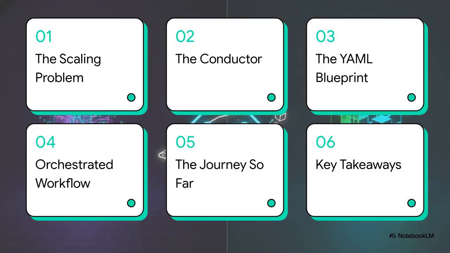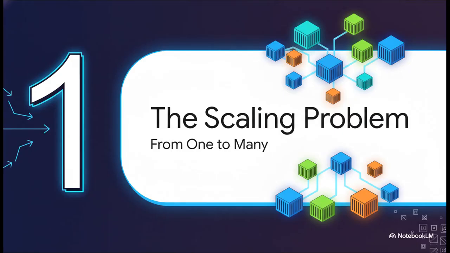So here's what we're going to cover. First, we'll talk about why things get messy when you add more containers. Then we'll introduce our hero, docker-compose. After that, we'll break down its configuration file piece by piece, see the workflow in action, and finally, we'll do a quick recap of our entire journey, right from the very beginning. All right, let's set the stage.